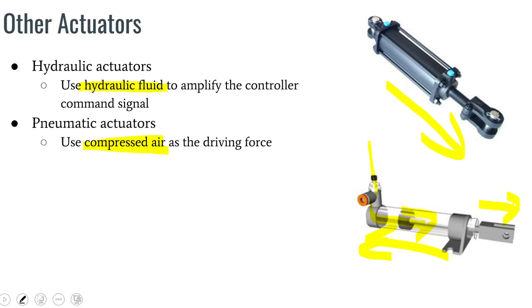So again, hydraulic actuators and pneumatic actuators, we would particularly use them in building systems, particularly when we need linear motion, because most motors are used to produce rotational movements, and these hydraulic and pneumatic actuators we may use to produce linear motion.